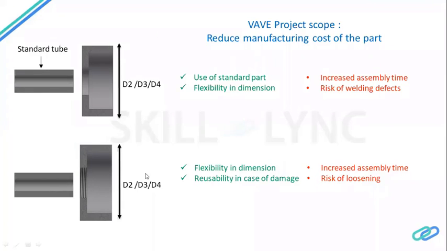But in the threading option, the flexibility in dimension is again the same, you can use D2, D3, D4. Now think about one more case. Let's say there is some damage to this part at this region. Now in the welding option, you cannot do anything. You have to completely throw away the welded part or the joint part. But in the threaded option, let's say there is a damage here, you can remove only this part and replace it with a new part.